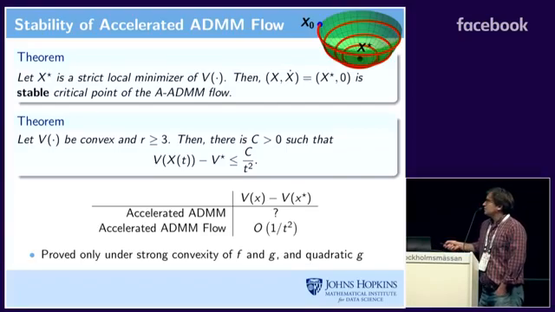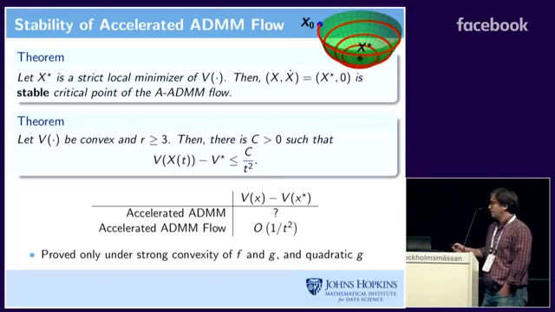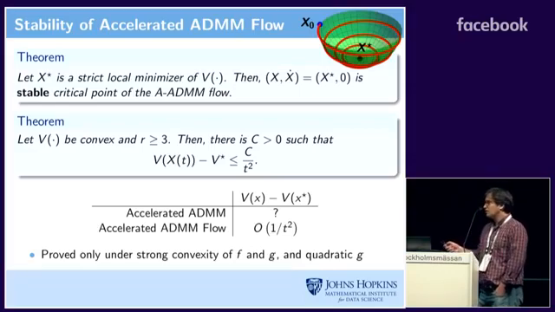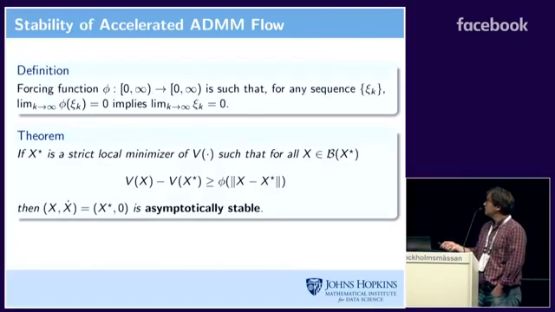Now, in the discrete case, this rate is unknown for convex functions. It was only proved assuming strong convexity of both terms in the objective, and moreover, that G is quadratic. Therefore, there is some room for improvement in the discrete case here.